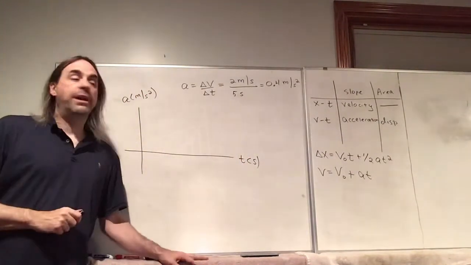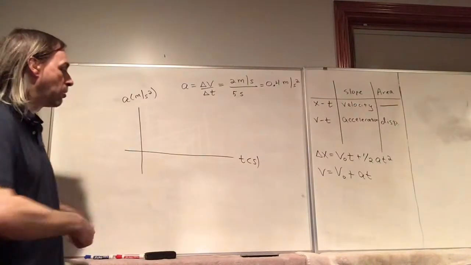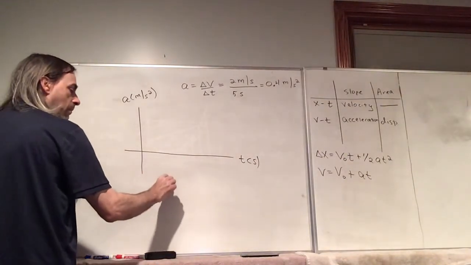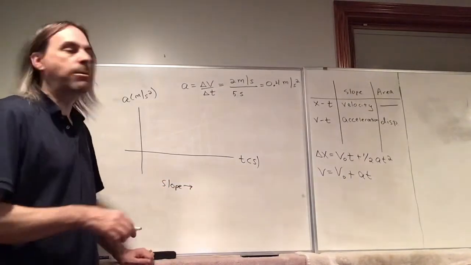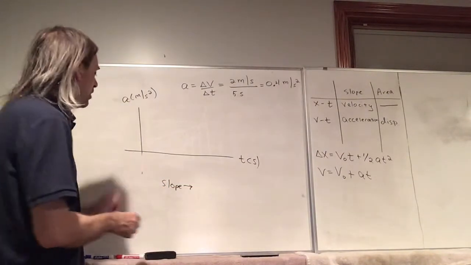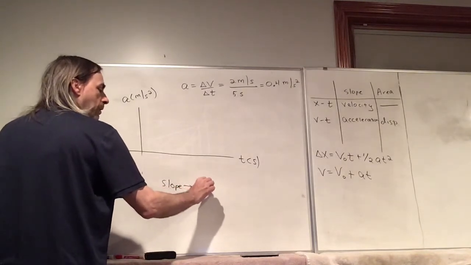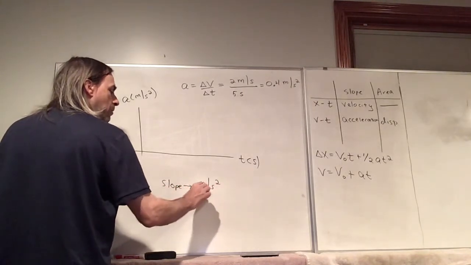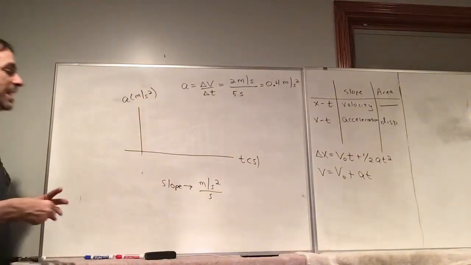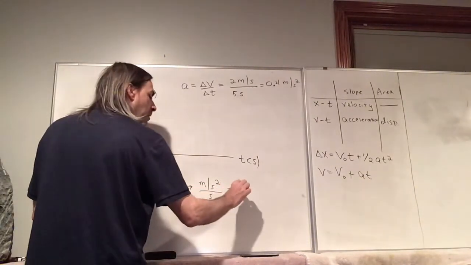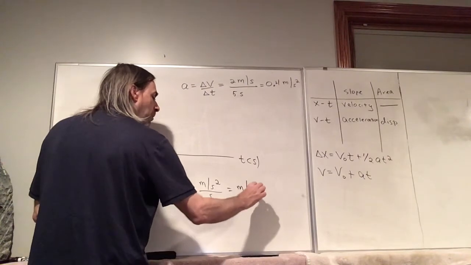So we're going to do two things. Let's start by looking at the slope, just the units that we get. Remember, the slope is a change in the vertical scale, that'd be meters per second squared, over a change in the horizontal scale, which is seconds. This is meters per second cubed.